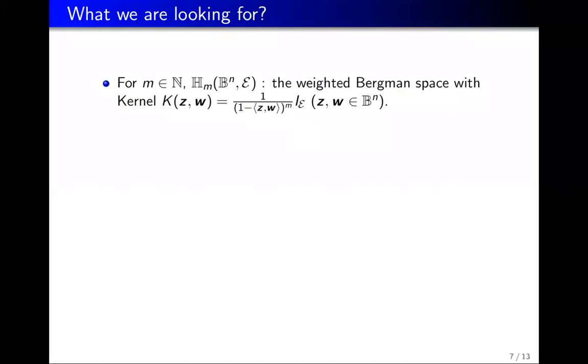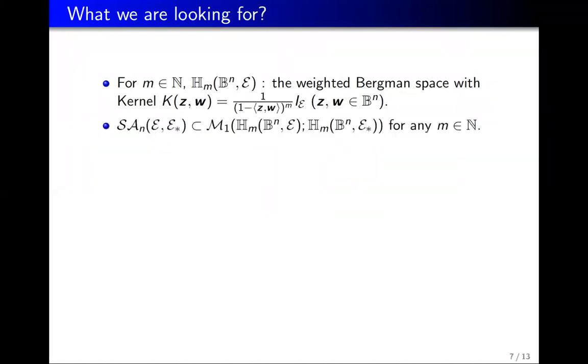So on this space, again, one can talk about the multiplier space, and one can talk about the unit ball of the multiplier space, which is this M1, of these two different weighted Bergman spaces. One is E-valued, another one is E star valued.